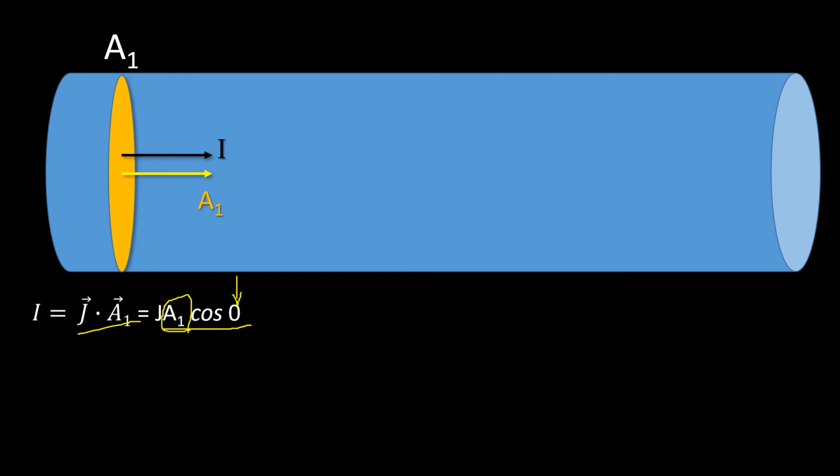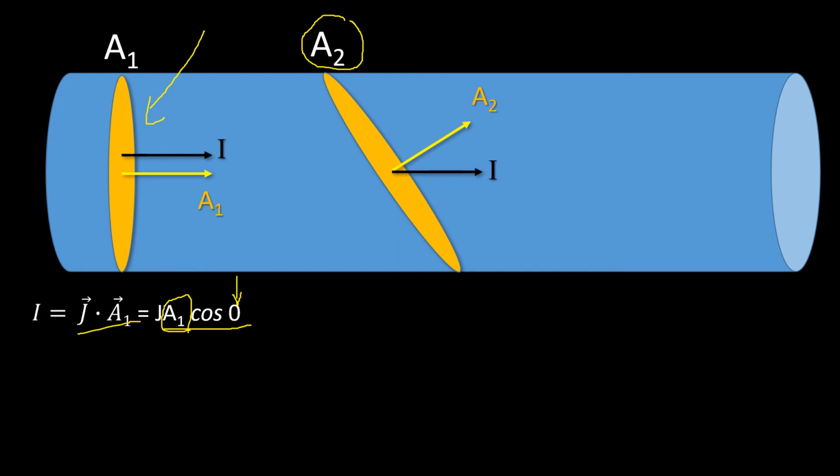But it is not necessary that we always have this type of cross section. You can also choose your area to be of this shape, like A2. And now where is the area vector? This is the area vector, and our current is going like this. So what is the angle between the two? The angle between the two is theta. And now how do I find out I for this condition? So now I would say that I is J dot A2, so J A2 cos theta.